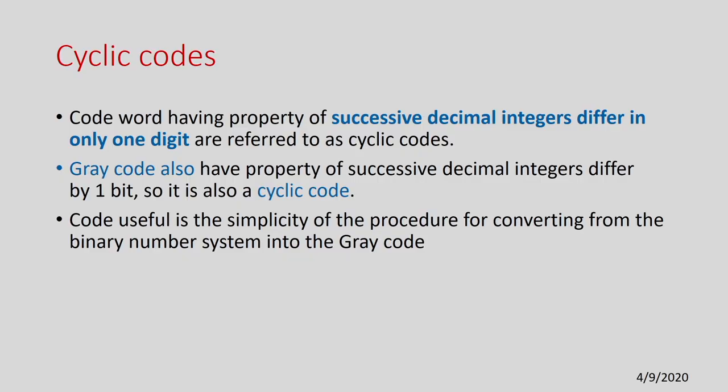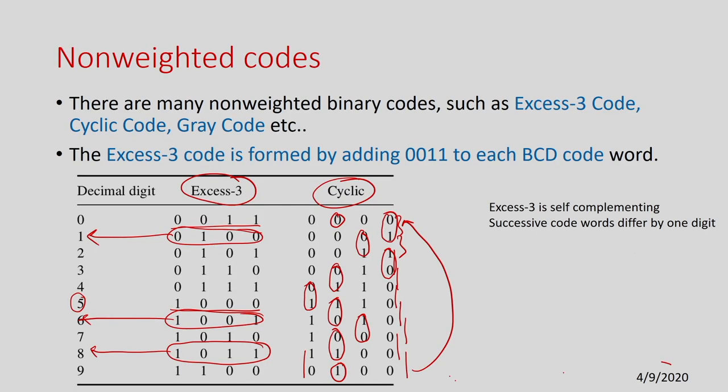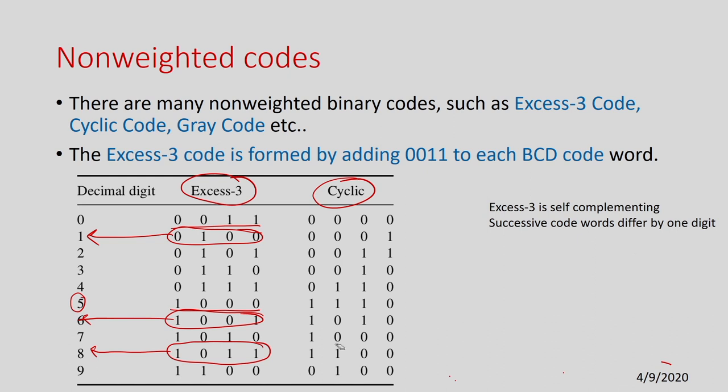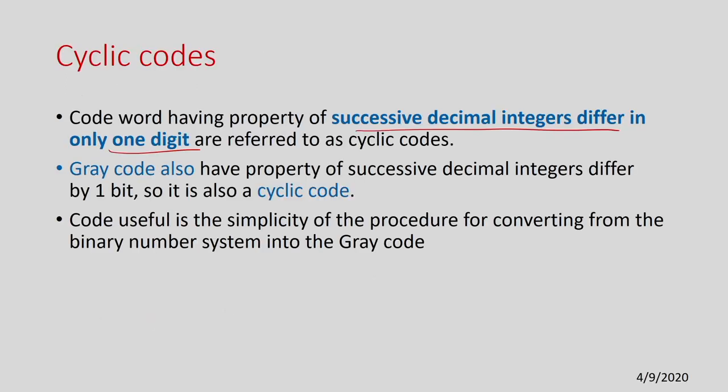As I mentioned here, in this cyclic code the successive digital numbers differ by just one digit. Usually the numbers are assigned in such a way that, instead of binary 0, 0, 1, 0, we make it 0, 0, 1, 1. So I am assigning 3 in binary here, and then I assign 0, 0, 1, 0, which is 2 in binary or BCD, just to make sure that the switching happens minimally. The most important cyclic code is the gray code.